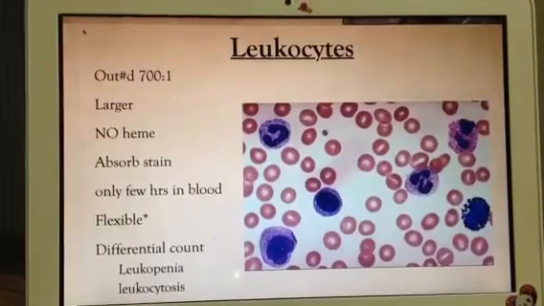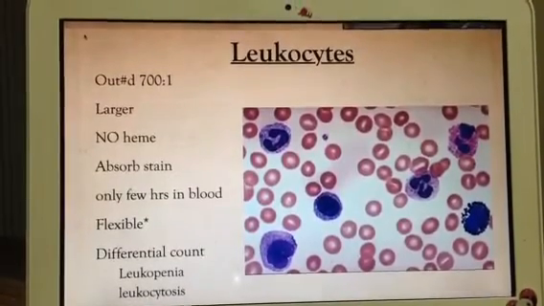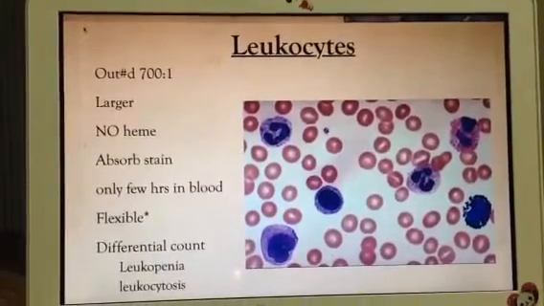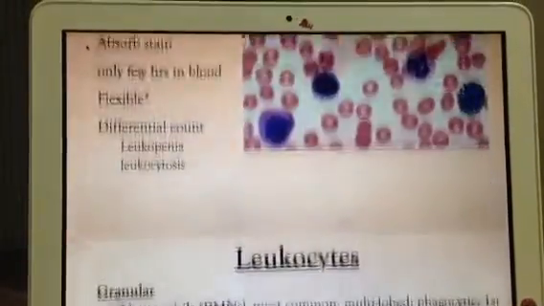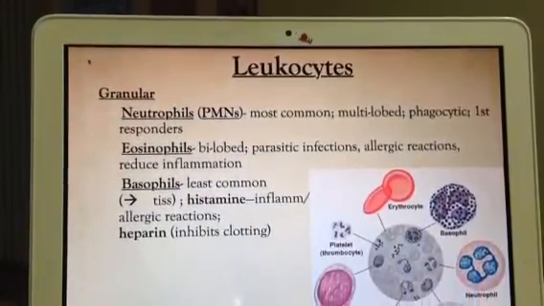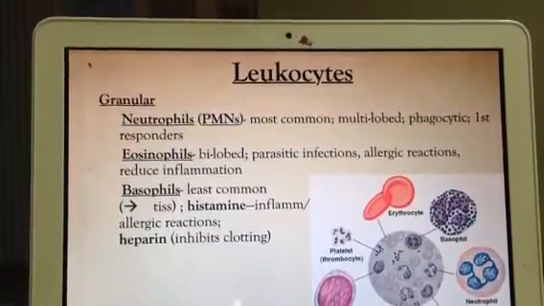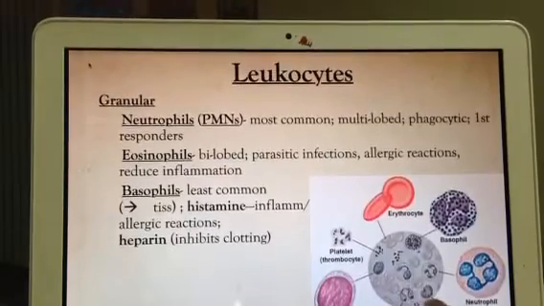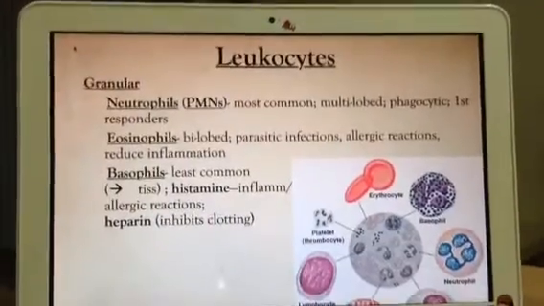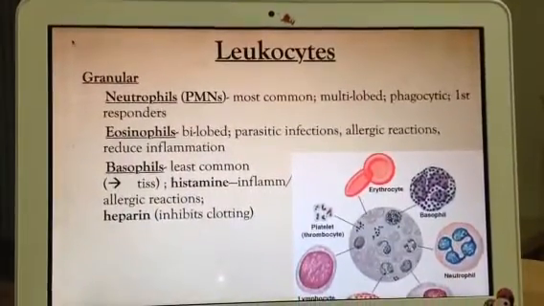And if you have too many white blood cells, that would be leukocytosis. If you do not have enough white blood cells, that would be leukopenia. So how many types of red blood cells do we have? Just one, right? If you are a red blood cell, you are a red blood cell. That is it. But for leukocytes, we have lots of different kinds, and that's because they have different functions.